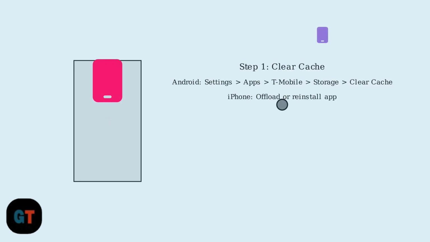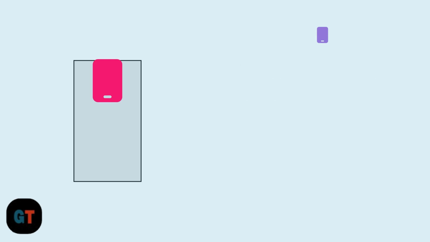Okay, so restarting didn't fix it. Let's dive a bit deeper. First, clear the app's cache. On Android, go to Settings, Apps, T-Mobile, Storage, and tap Clear Cache. For iPhone users, you'll need to offload or reinstall the app entirely.